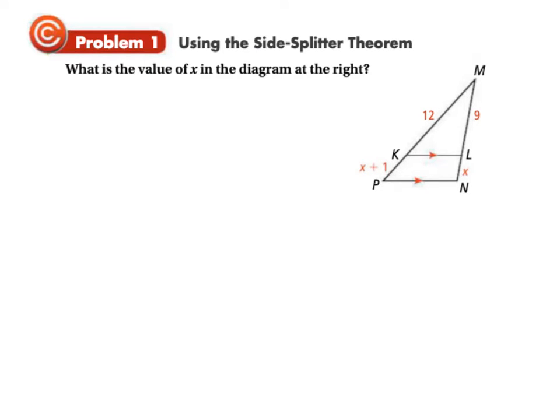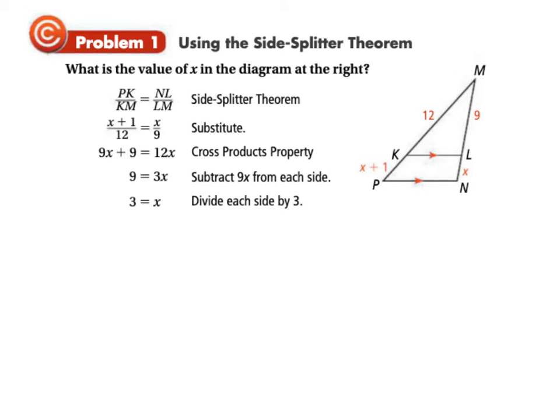Anyhow, here we go. We've got these parallel lines, and these are equal lines that are intersecting with them. So if you remember what to do, we can say this is to this as this is to this and set it up as a proportion. Okay, PK over KM equals NL over LM.